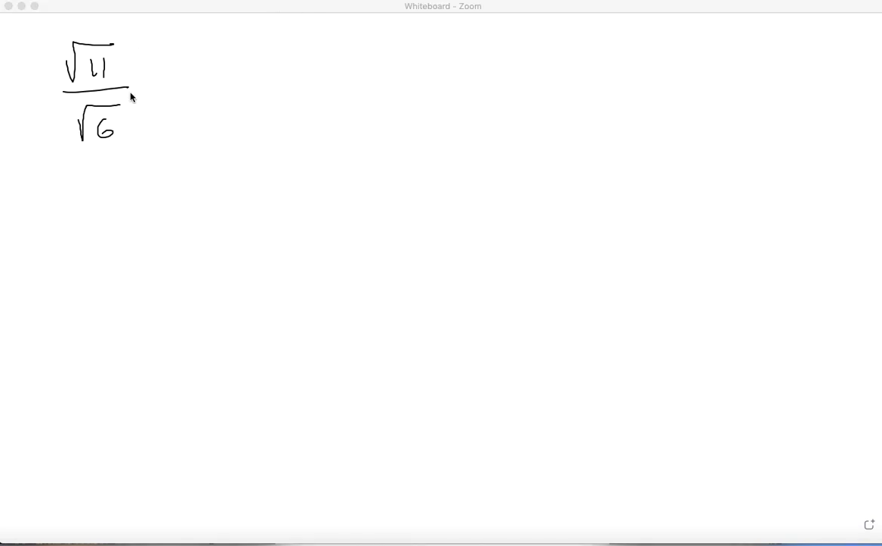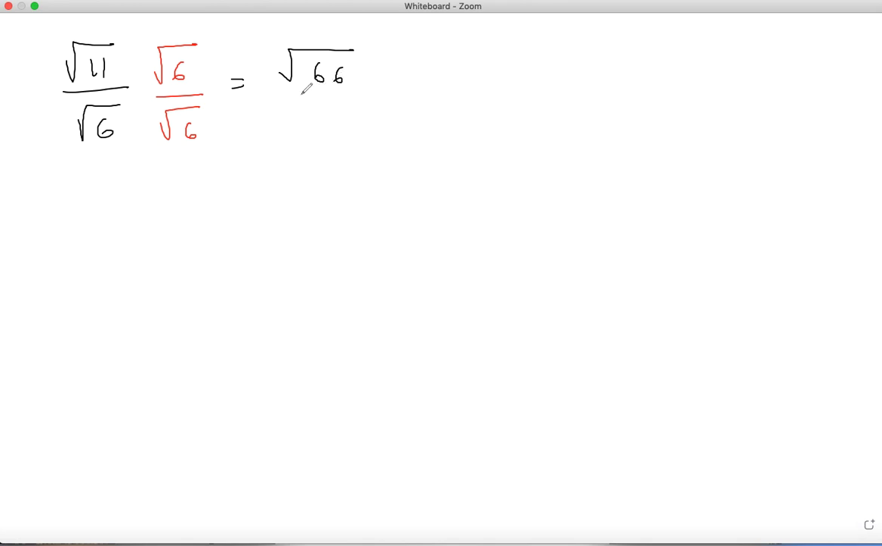And so the way that we can take care of that, when I can't simplify it out like the earlier problems, is to multiply it by a clever form of 1. And the clever form of 1 I'm going to use is root 6 over root 6. So again, that just equals 1. But when I do that, here's what happens. Remember in the earlier problems we had root a times root b. I could write that as root ab, so that means I'm allowed to multiply these things together. So that would make square root of 66.